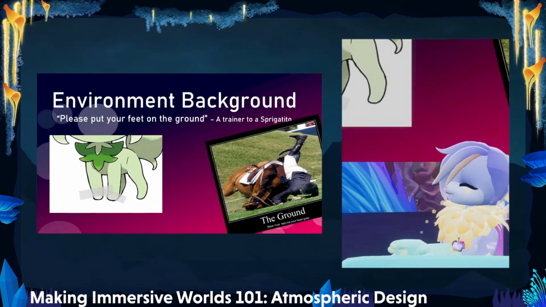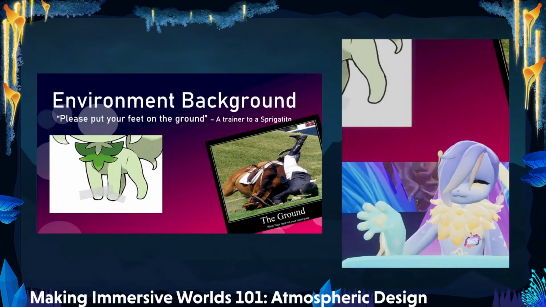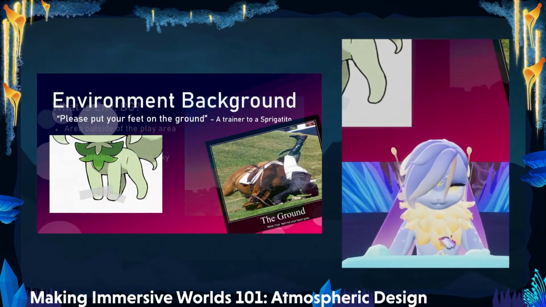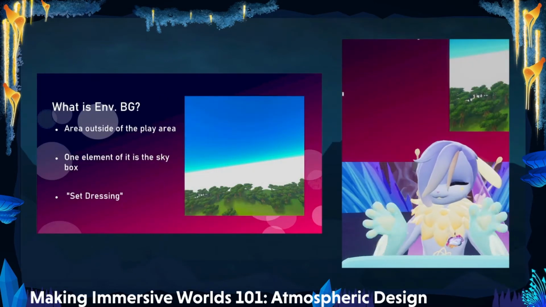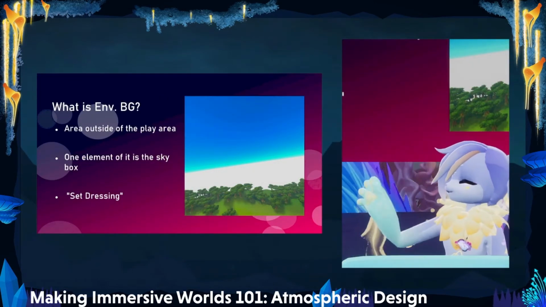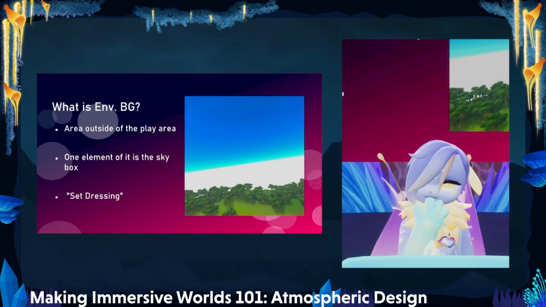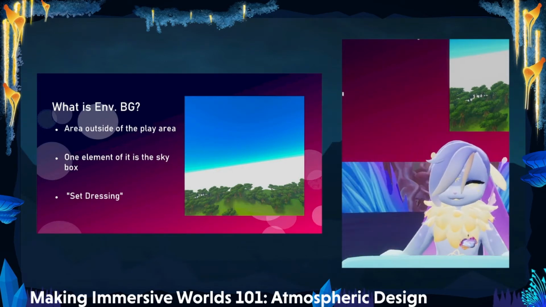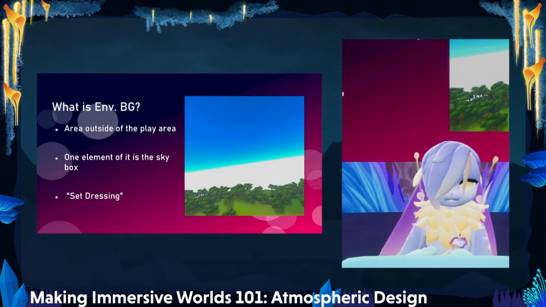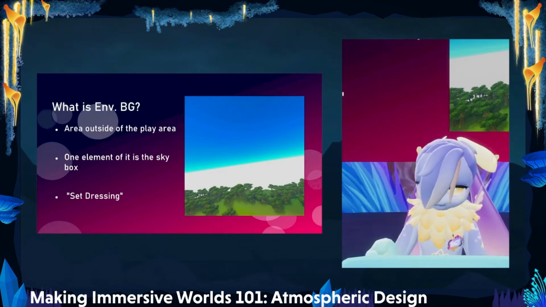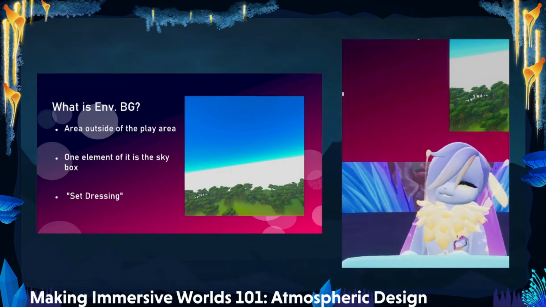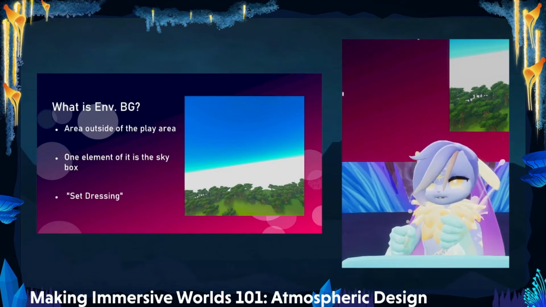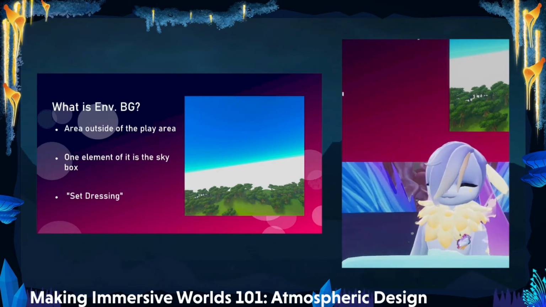So let's move on to another thing that most people just ignore. Environment background. Please put your feet on the ground, Sprigato. I say this because environment background is basically the area outside of the playable field, right? Everywhere that you see here in Oceans of Luma, everything outside of the playable area, that's what we call an environment background. And the skybox is one of them. It's what we also call set dressing. However, set dressing also could apply within bounds of the player. It's to tell a story. Absolutely, if you can't tell a story within the world, you could tell it outside.